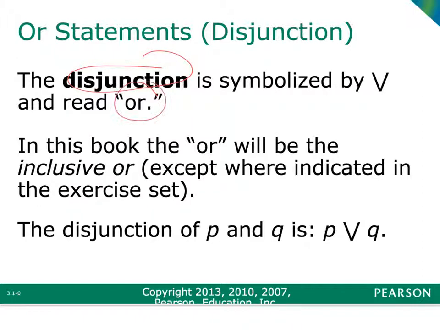Disjunction is the word or, and that looks like a regular V. And in this book, or is always going to be inclusive unless they say otherwise. So when you read a disjunction, you would just read it as P or Q.